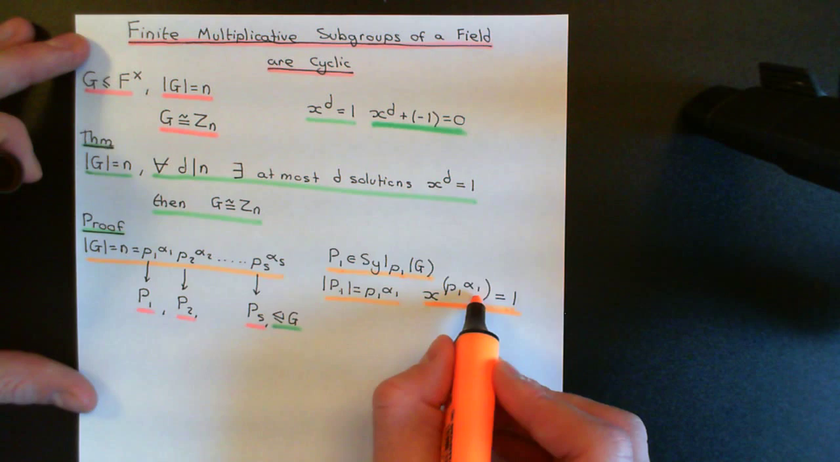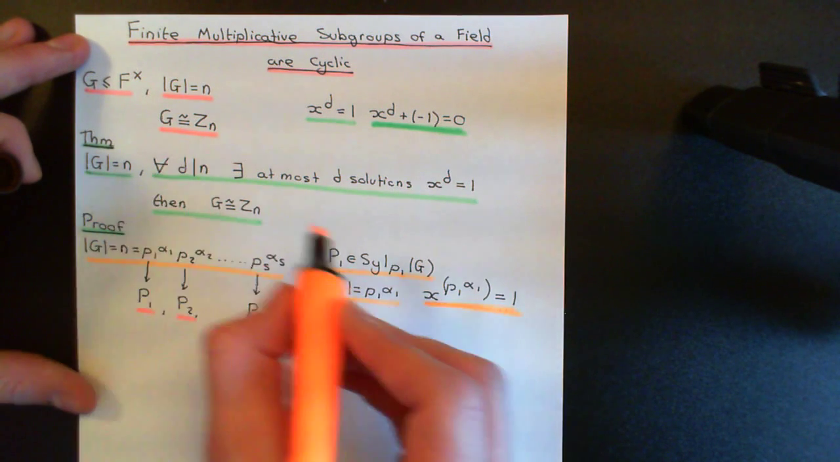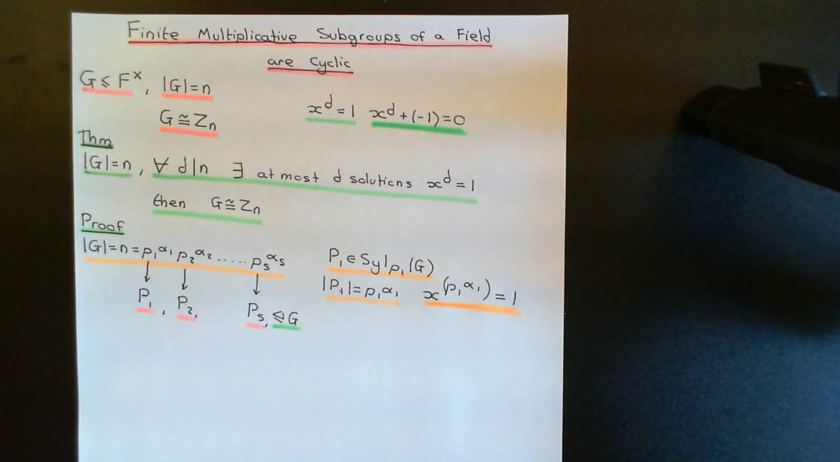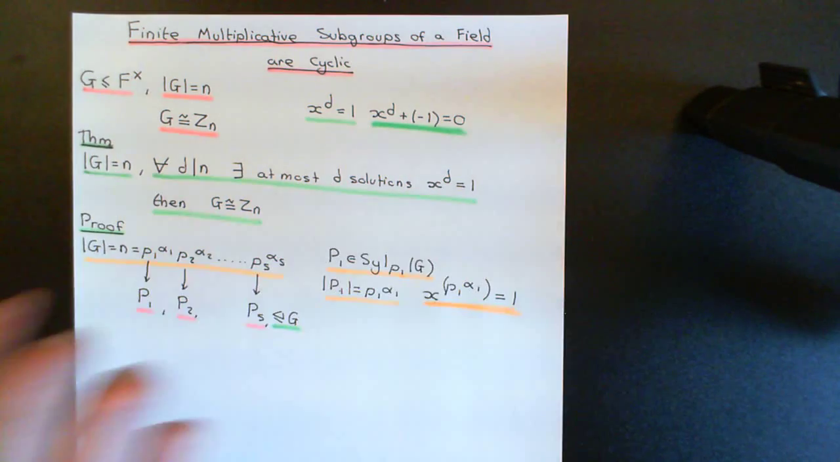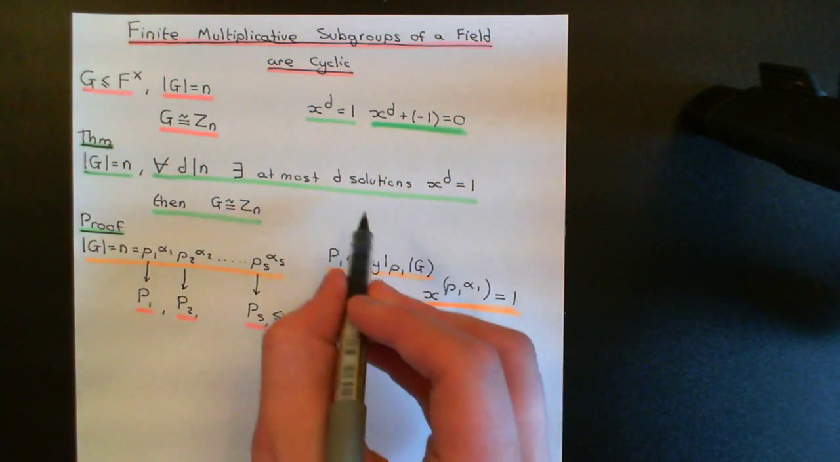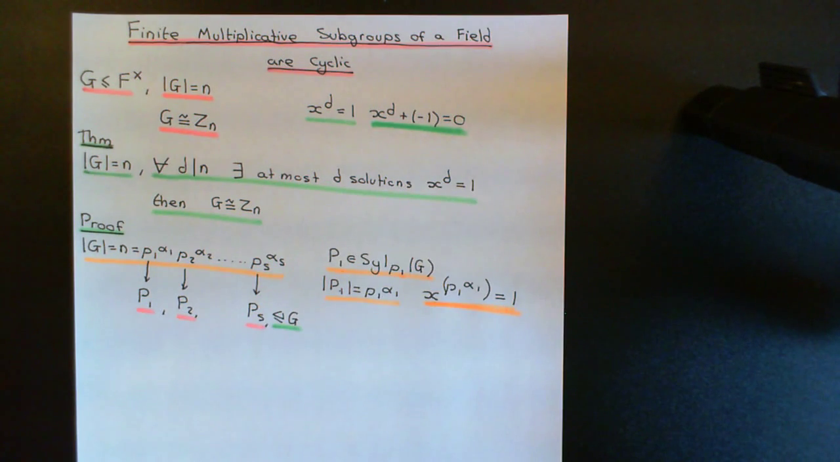Now, of course, p1 to the power of alpha 1 is such a D. It's something which divides the order of the group. It's part of the prime factorization here. So, what does this then tell us? There must be at most p1 to the power of alpha 1 solutions to this equation. I've just found p1 to the power of alpha 1 solutions to this equation.